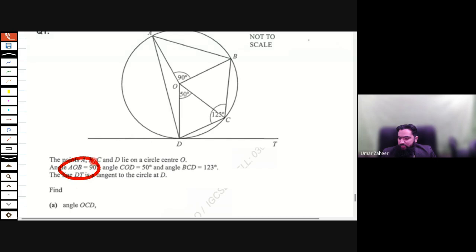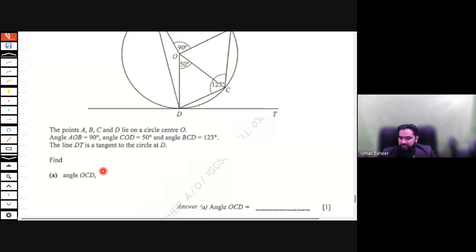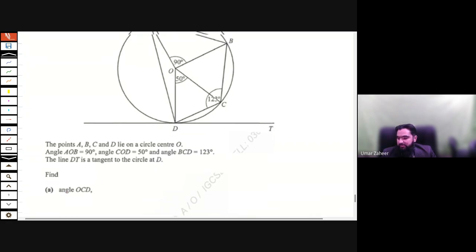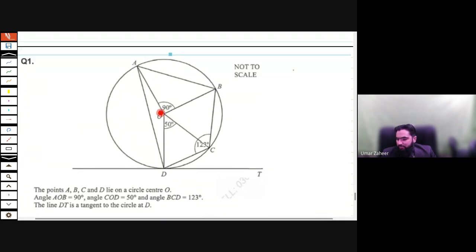He says that AOB is equal to 90 degrees. It is given that it is 90 degrees. COD is equal to 50 degrees. And BCD is equal to 123. The line DT is a tangent to the circle. This is the tangent line. So obviously it is a radius, which means it must be 90 degrees. We have to find the angle OCD. We need to find this angle.